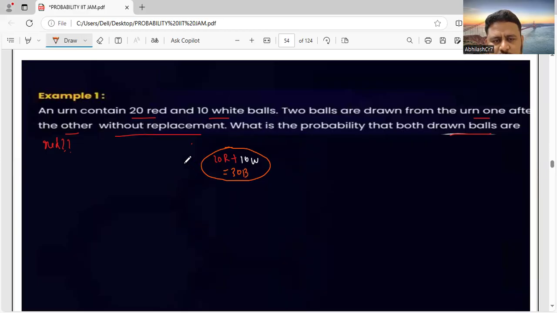Now you must remember one thing. From this urn, if I remove one ball, let there be a red ball, this urn will turn into what? Let me draw the urn again.